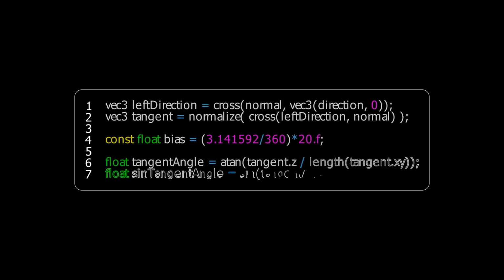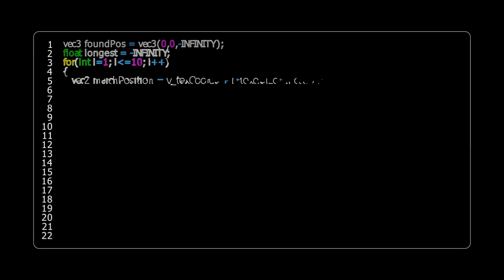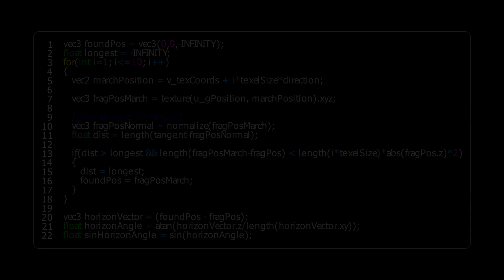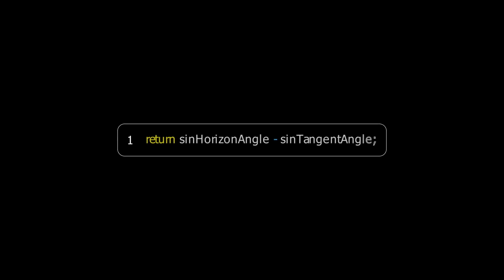Calculating the first vector, that is the tangent, is not very difficult. We just need to use the cross product a few times and be careful with the ordering of the parameters. The second vector is a little more difficult to find. We need to march in the given direction and look for the highest pixel value. And in the end, we can finally apply the formula.